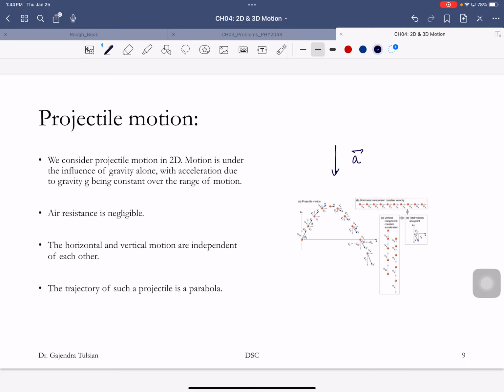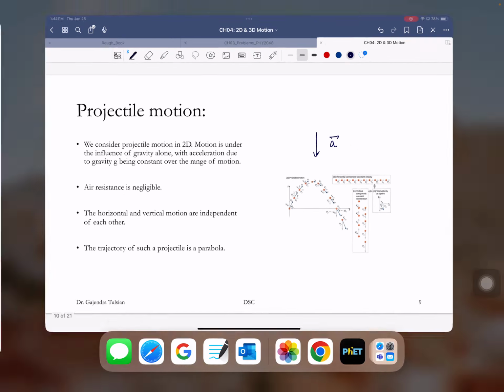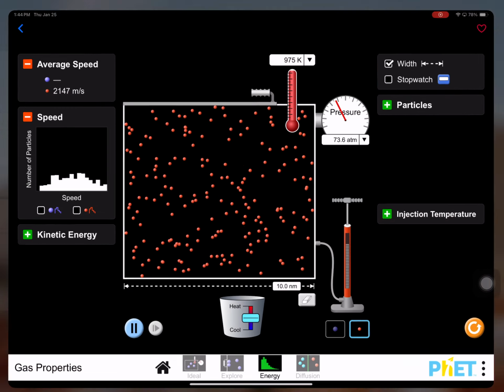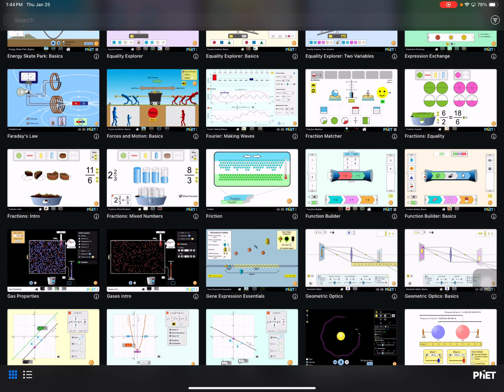All right, let me show you a simulation, and I want you guys to try and notice some stuff.